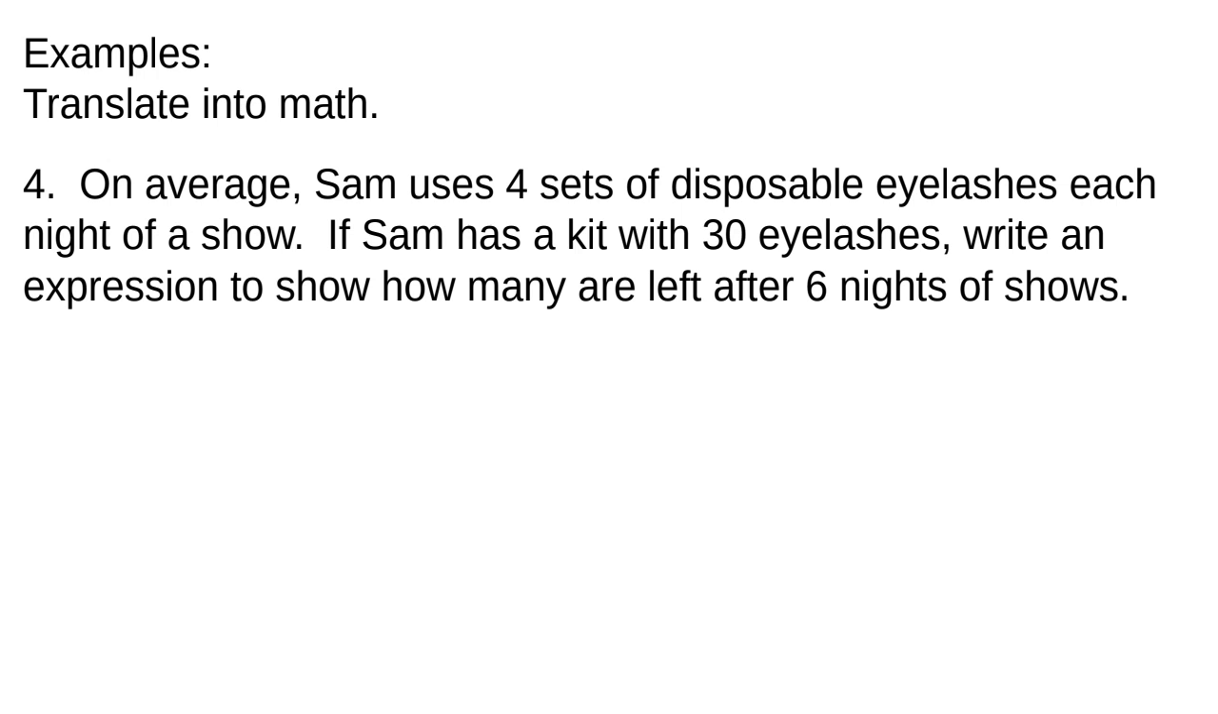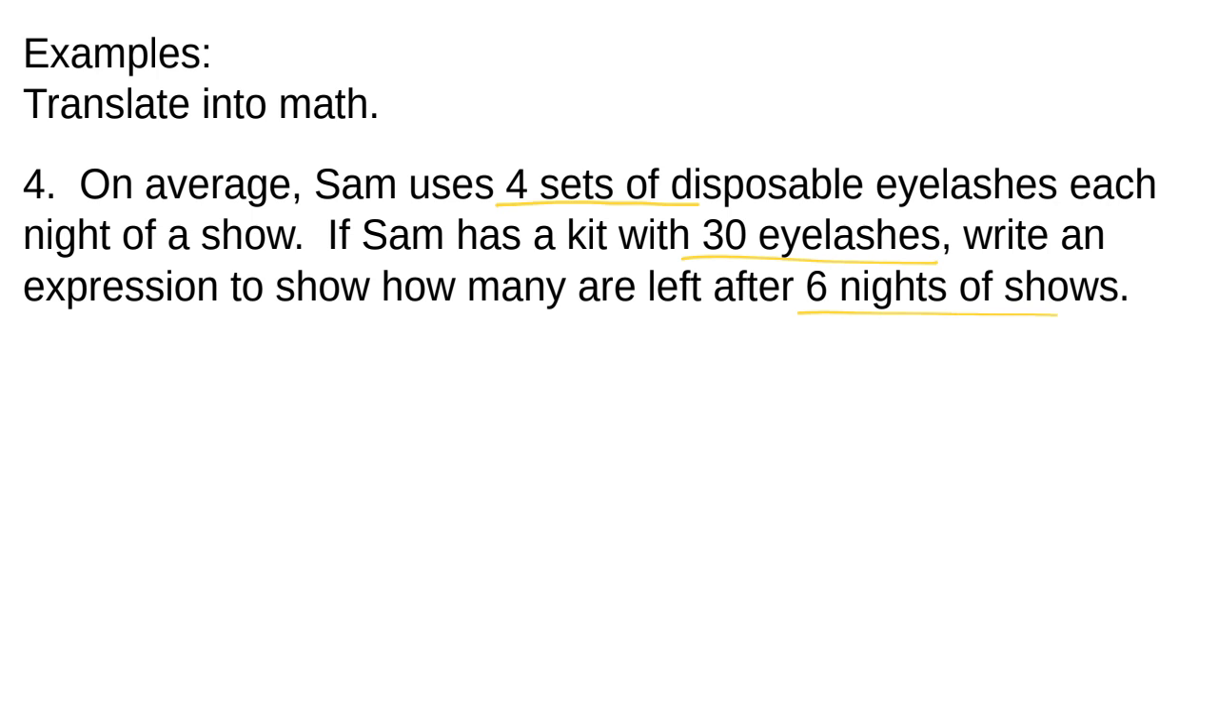which means we're not going to have an equal sign. If we had an equal sign, it would say write an equation. Expressions don't have equal signs. Also, the other thing is I don't think I have any missing parts. We know all the stuff, so we're not going to have a variable here. Let's see if we can find some important things to keep in mind. Sam uses 4 sets each night of the show. He's got 30 in his kit, and there's 6 nights of shows.